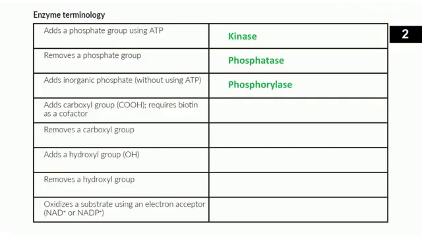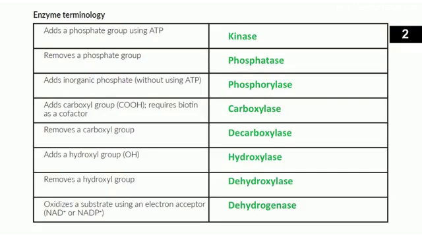An enzyme that adds a carboxyl group is a carboxylase. And this usually requires biotin or vitamin B7 as a cofactor. An enzyme that removes a carboxyl group is a decarboxylase. Likewise, an enzyme that adds a hydroxyl group is a hydroxylase, and the enzyme that removes a hydroxyl group is a dehydroxylase. But I don't want you to get dehydroxylase confused with dehydrogenase. A dehydrogenase is an enzyme that oxidizes something by using an electron acceptor, such as NAD or NADP.